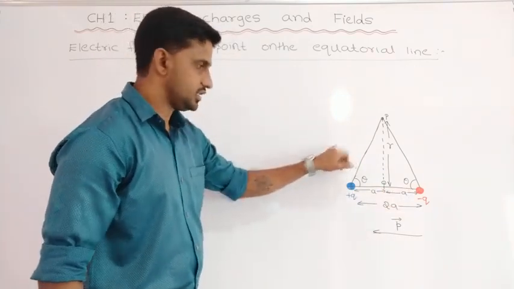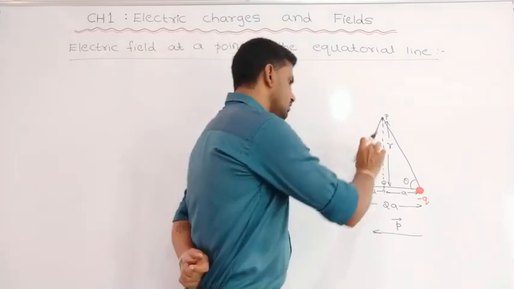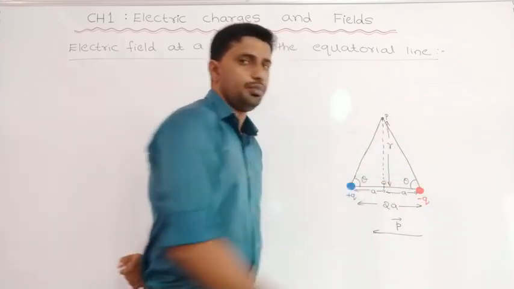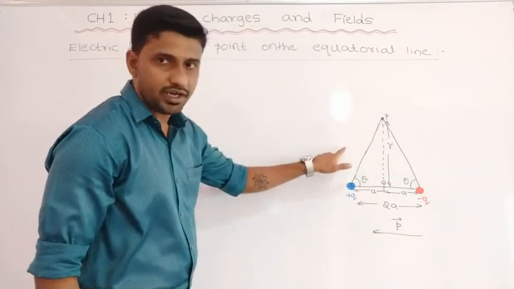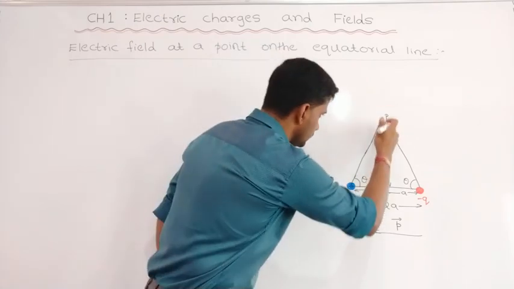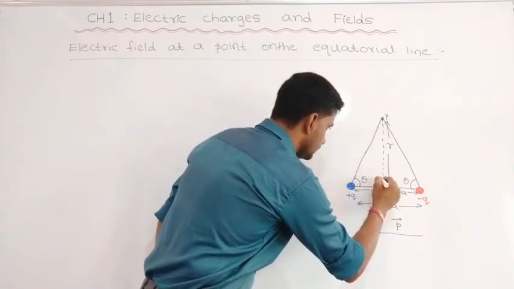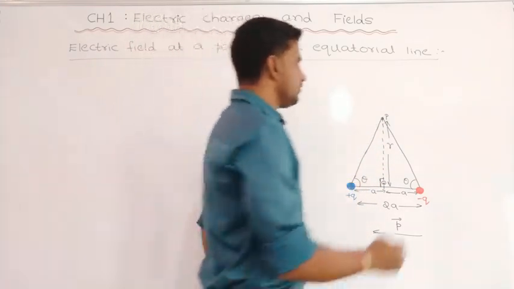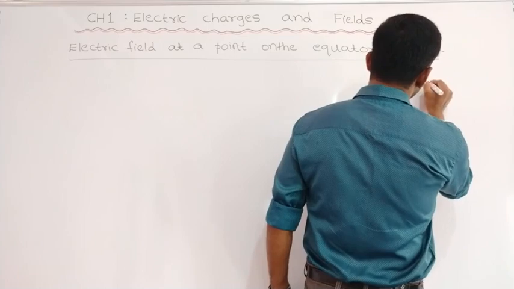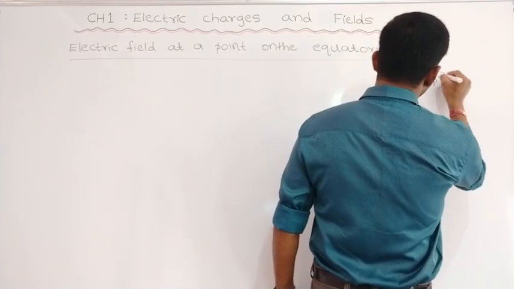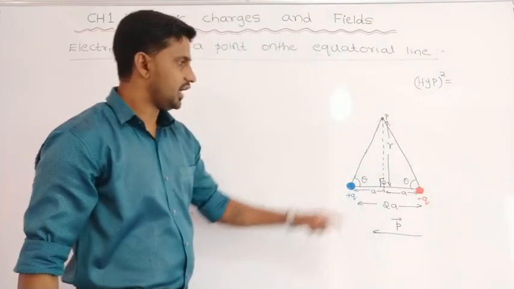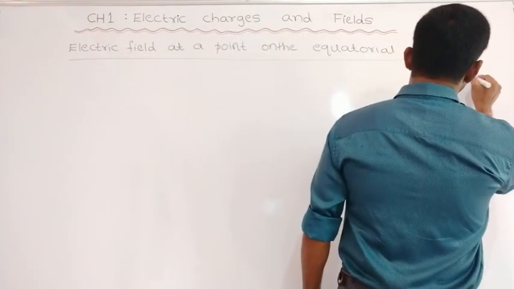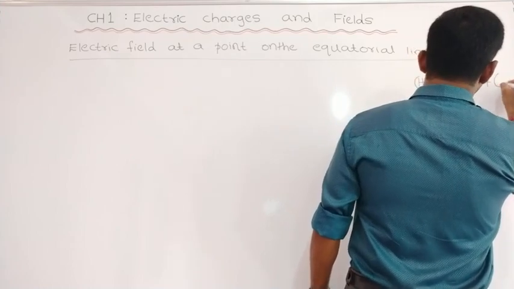Understood in this case. Now, what is the distance of plus q to P and the distance of minus q to P? That one we will calculate now. See, if you observe here, this is one of the right angle triangles. This is the 90 degree, and this is the theta. From the Pythagorean relation or Pythagoras theorem, we know that hypotenuse square is equal to adjacent square plus opposite side square.